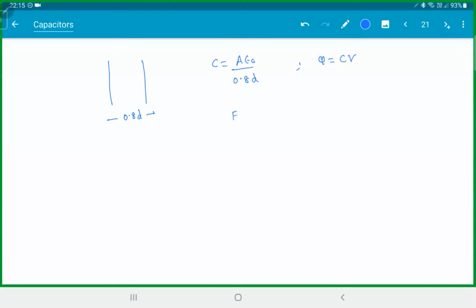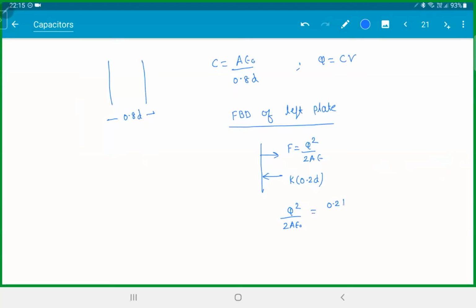Now, if you draw the FBD of the left-hand side plate, what are the forces acting on the plate? The attraction force F, which is Q square by 2A epsilon. The spring force, which is K into X. X is how much? 0.2 d, right? How much did the spring compress? Initially, the distance between the plates was d. Now it is 0.8 d, meaning the spring got compressed by 0.2 d. So from here, we get Q square by 2A epsilon is 0.2 kd. And Q is equal to CV. So C square V square by 2A epsilon is 0.2 kd. From here, I get the voltage. Make sense?